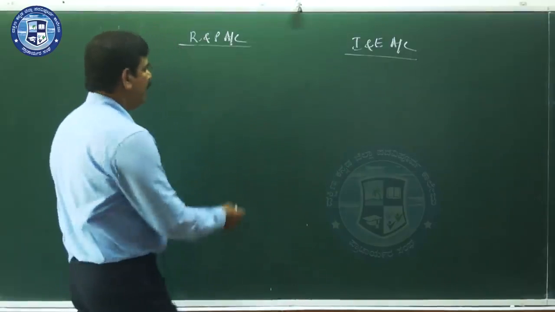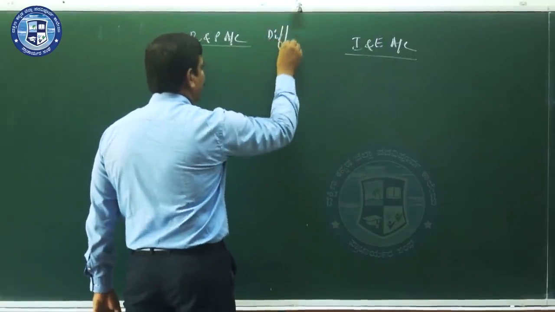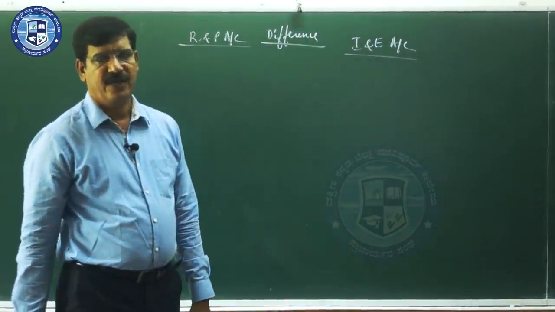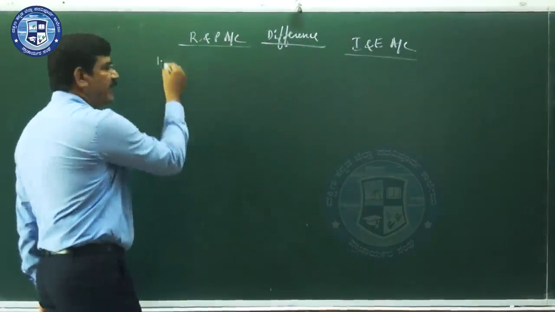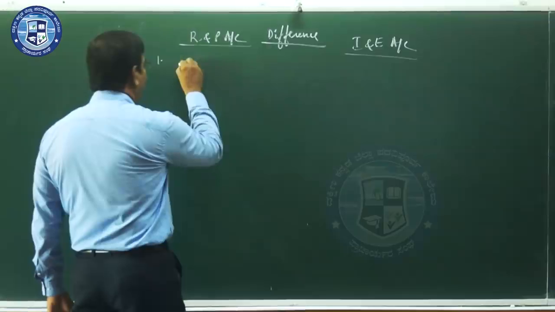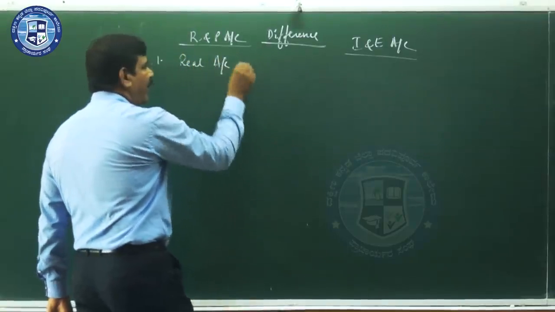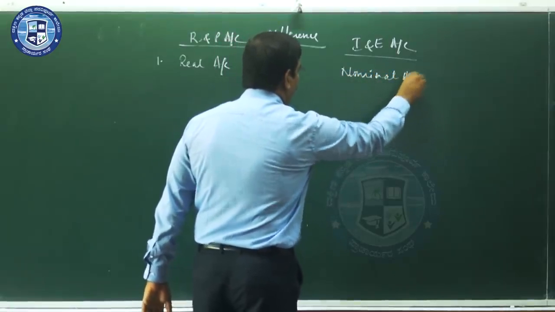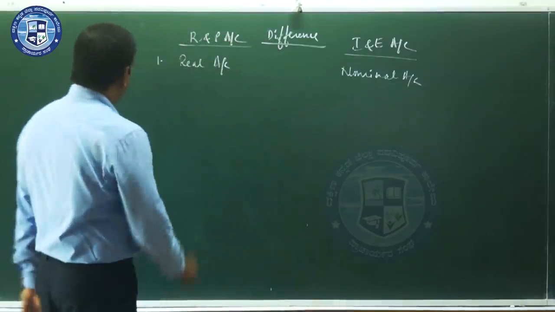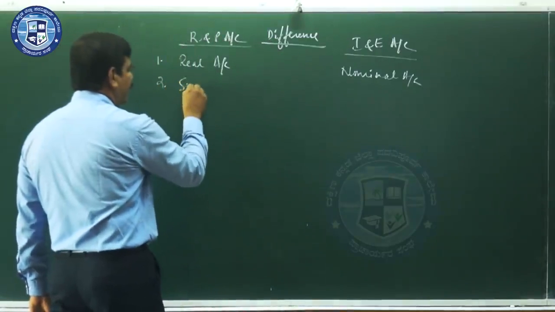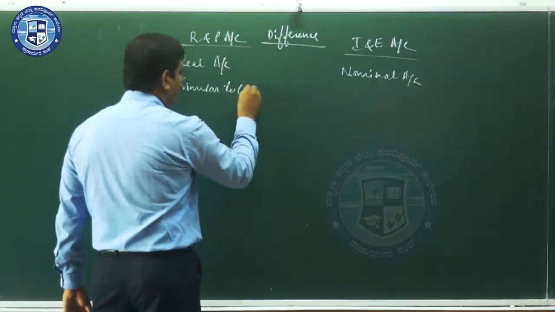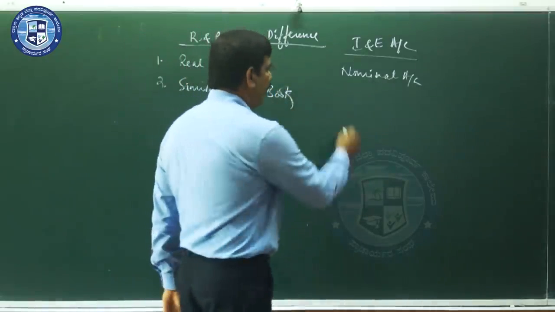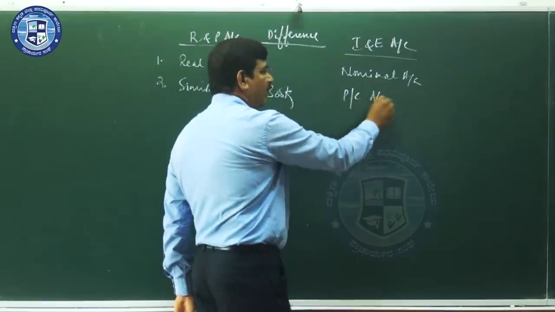Now, let's see what are the differences between receipts and payments account and income and expenditure account. As I have explained, receipts and payments account is a real account, and income and expenditure account is a nominal account. That is the first difference. And the second difference is that it is similar to cash book, and income and expenditure account is similar to profit and loss account.